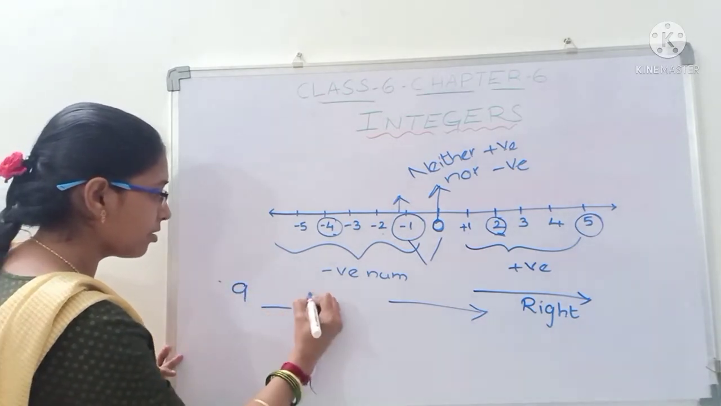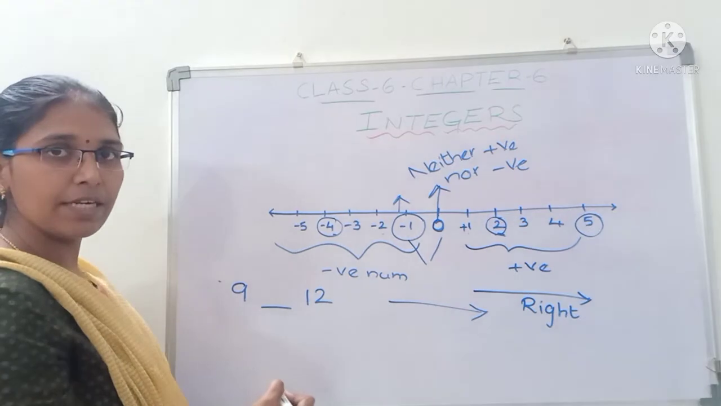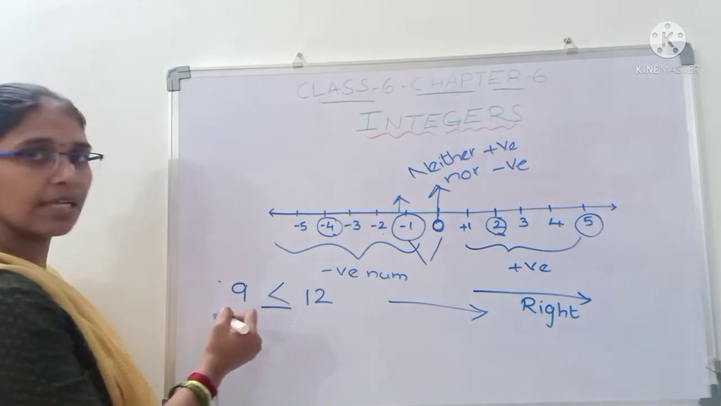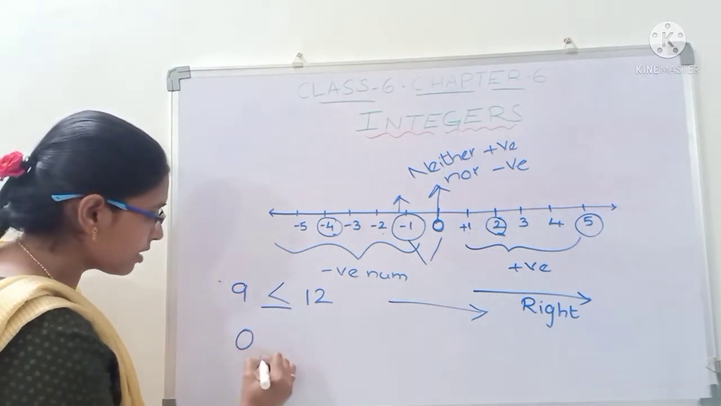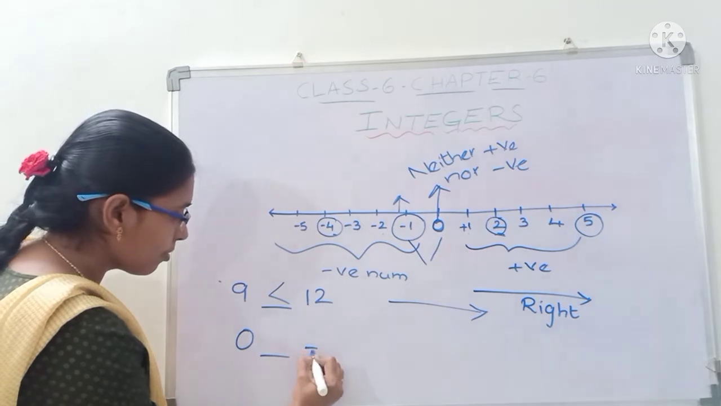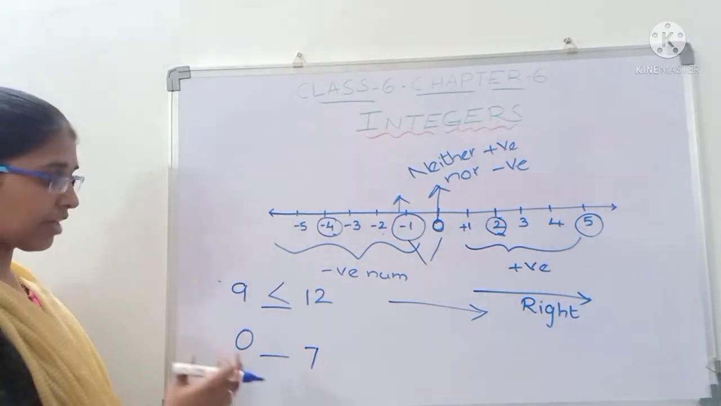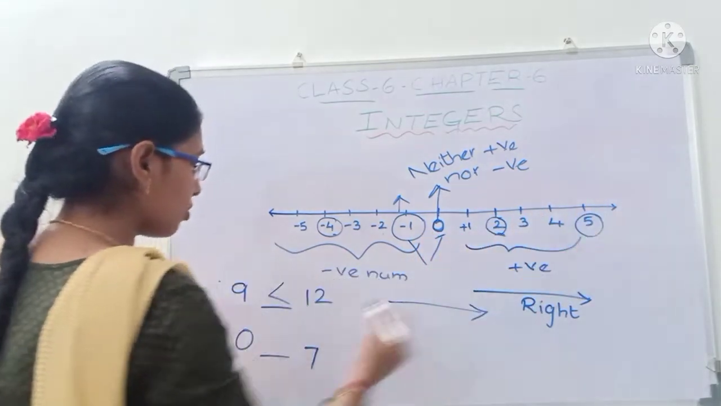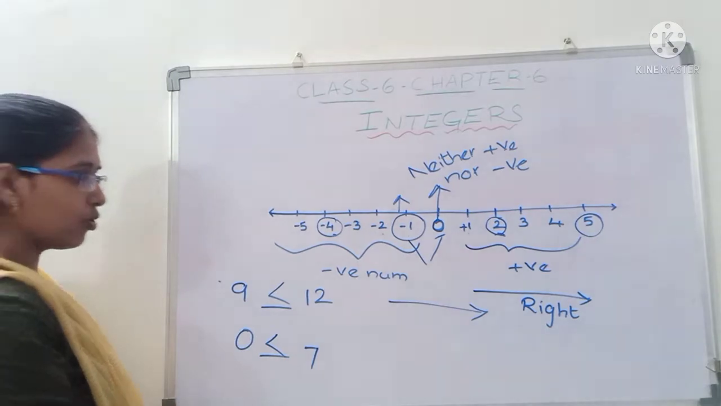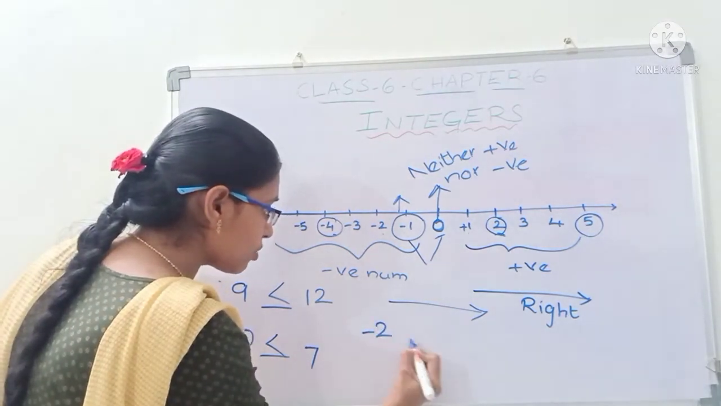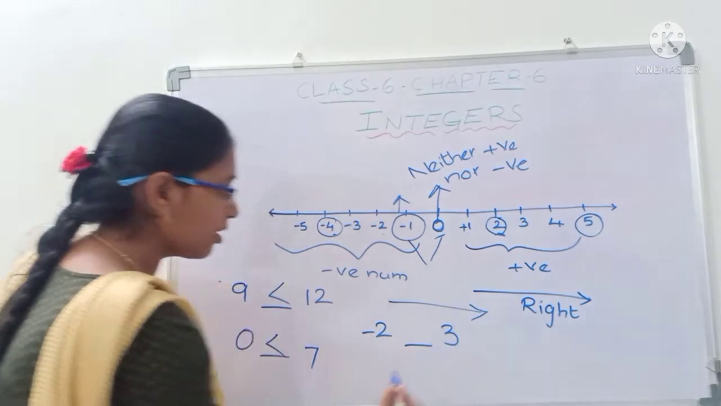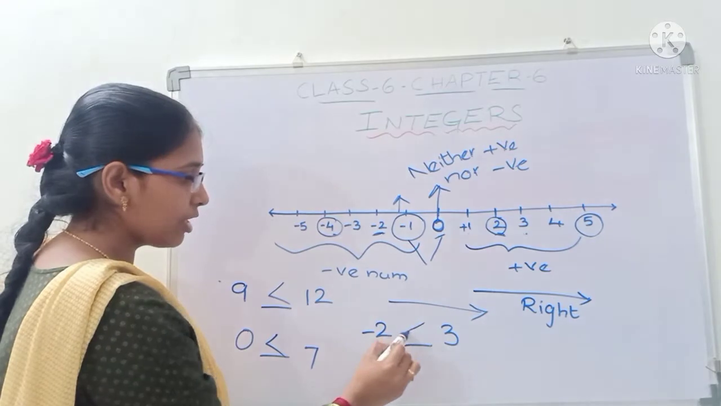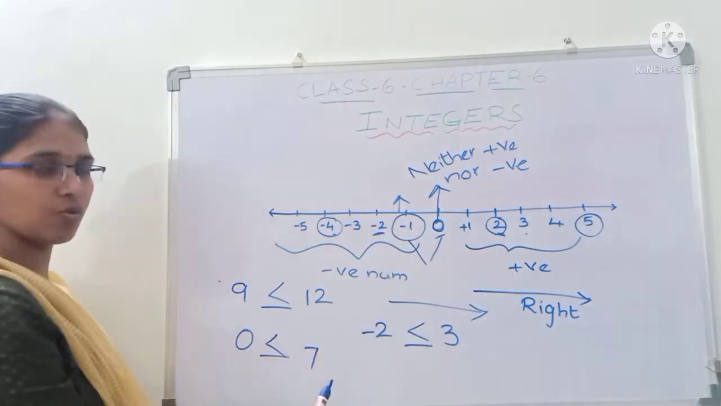Now, let me ask some examples. 9, 12. Which is greater? This is very simple, right? You know it in LKG itself. 12 is greater than 9. Now, 0 and 7. Which is greater? 0 is here, 7 is right side. So, 7 is greater than 0. And now, minus 2 and 3. Which is greater, children? Minus 2 is here, 3 is here. So, 3 is greater. 3 is right side of minus 2.